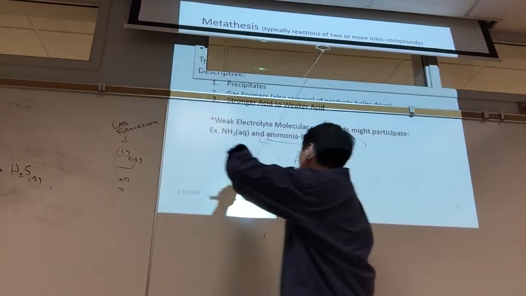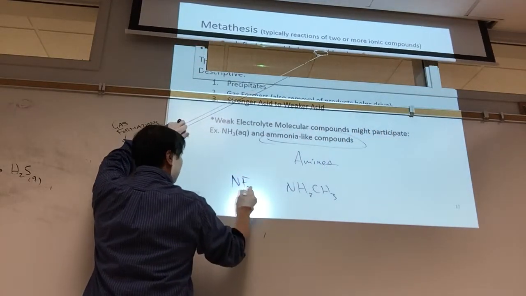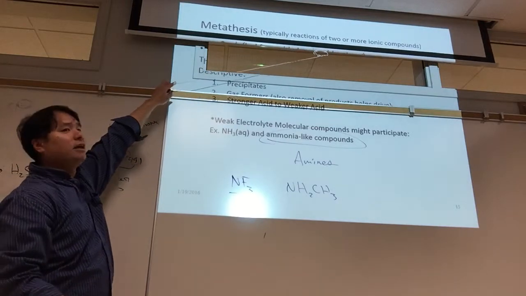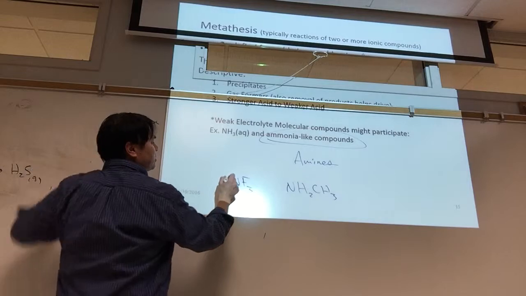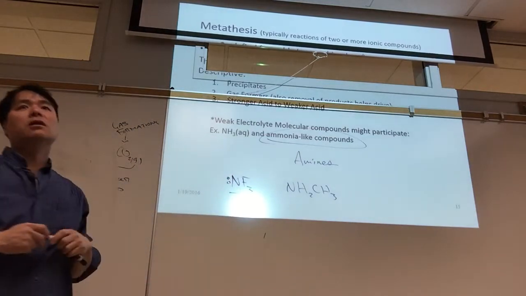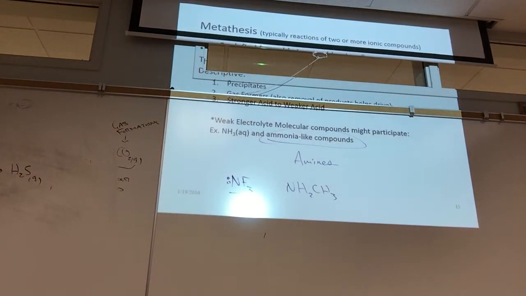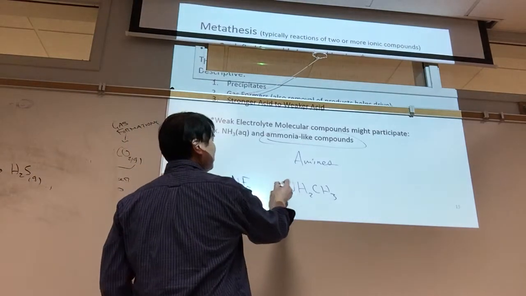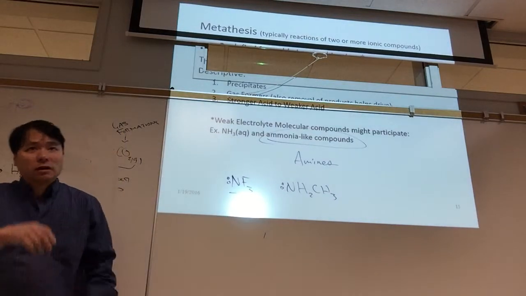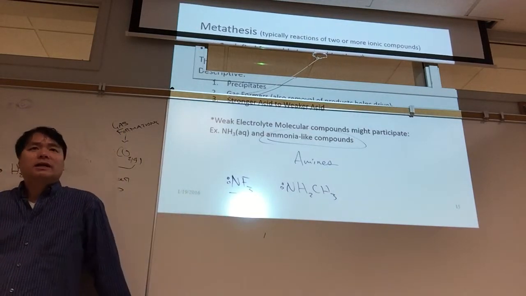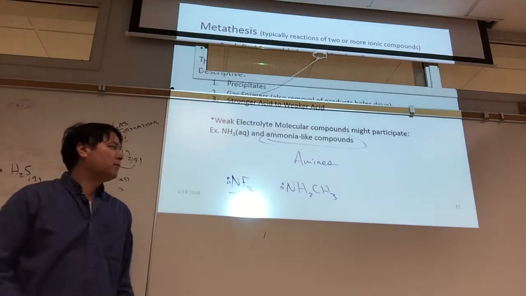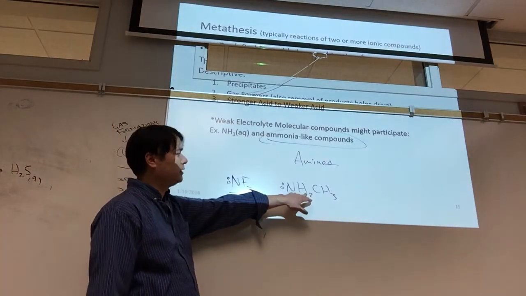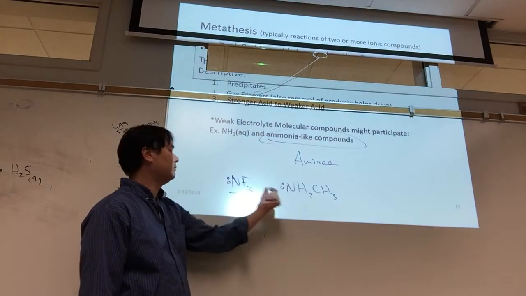Versus if you have something like this, is this an amine? NF3. Is this going to behave like ammonia? Well, it's got a lone pair. So will it behave like ammonia? No. Ammonia has a lone pair. Amines have a lone pair. Why doesn't this behave like an amine? Because all of a sudden, now we're going from an electronegativity of 2.1, 2.5 to an electronegativity of 4.0.